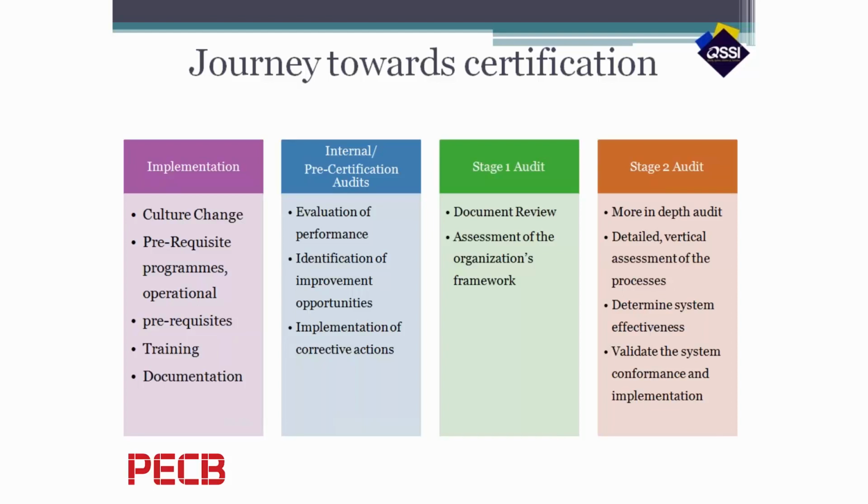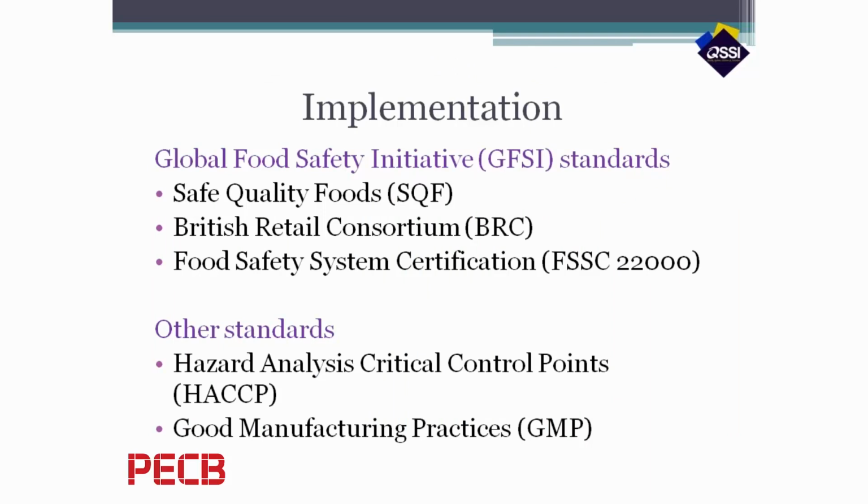Now, there are different types of standards that you may implement, and there are several of them, like the QSSI standards or the Global Food Safety Initiative standards, such as Safe Quality Foods, the BRC, and FSSC 22000, and these are the more internationally accepted standards. There are other standards such as HACCP and the GMP audits that you may want to do.